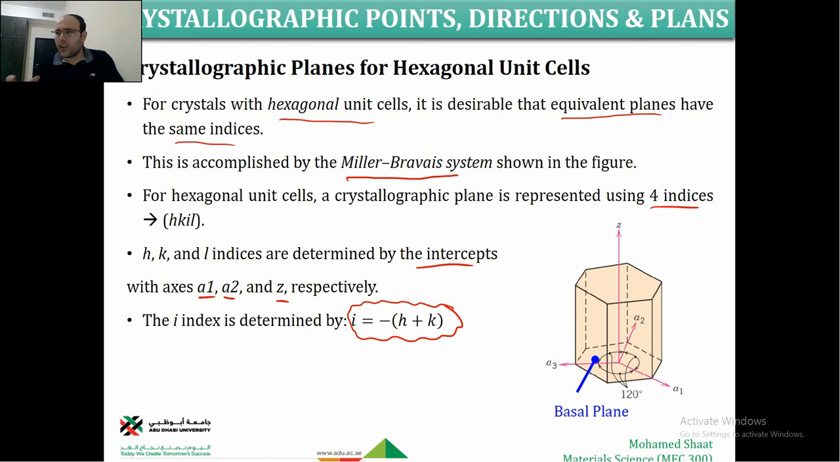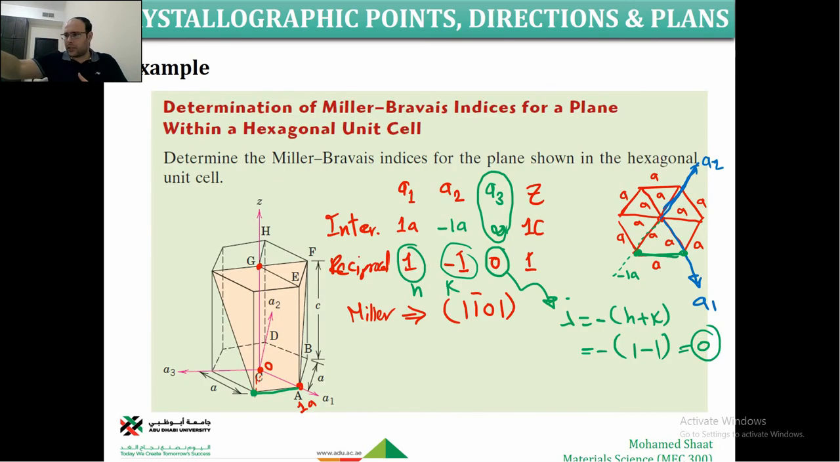So don't bother yourself with finding the intercept with the A3. It's okay if you find the intercepts with the A1, A2 and Z. Then automatically you can calculate i using this expression as the negative of h plus k.